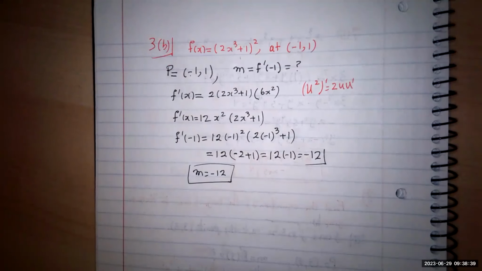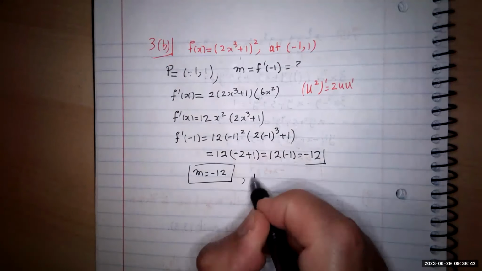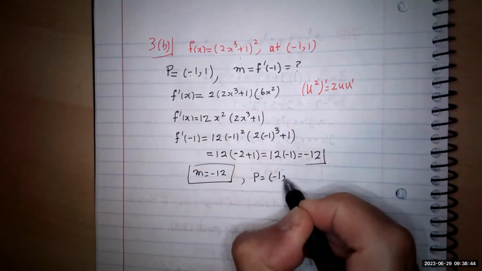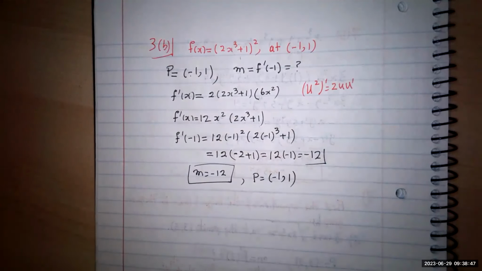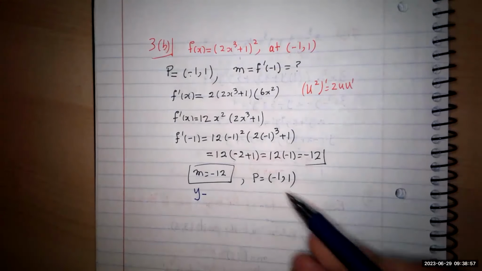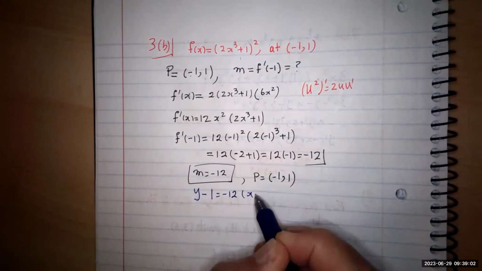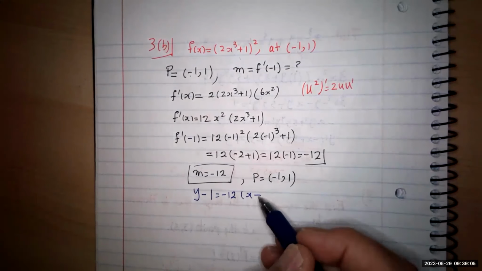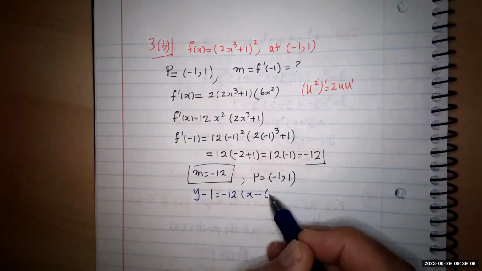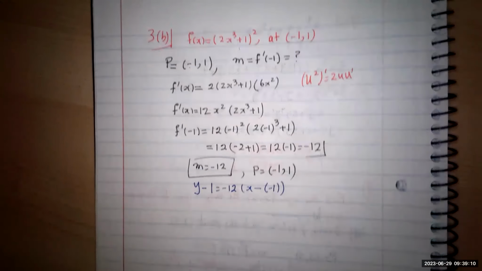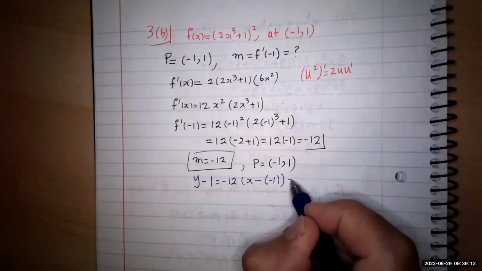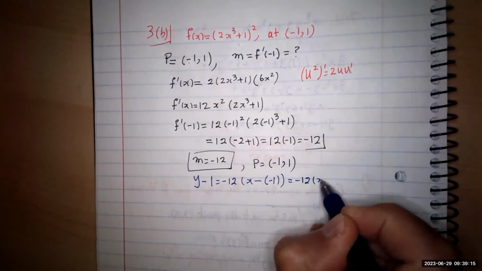So we have the slope and the point. The point is -1 and 1. So again, apply the formula y minus y1 equal to m times x minus x1. x1 is -1. So you make this one positive, or just write it down, then simplify it. That's it. So this is going to be -12 times x plus 1.